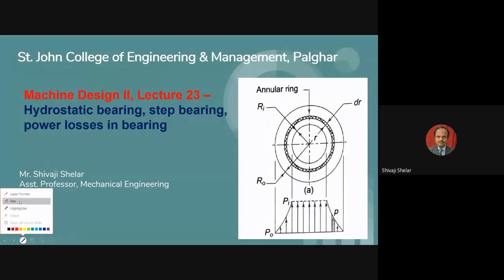Okay. In today's session, we are going to learn details regarding hydrostatic bearing. Typically, we are going to learn the type of hydrostatic bearing that is the step bearing. So, how step bearing works and how the pressure requirement and the flow requirement in the step bearing are evaluated. In detail, we are learning step bearing and the power losses in the hydrostatic bearing.